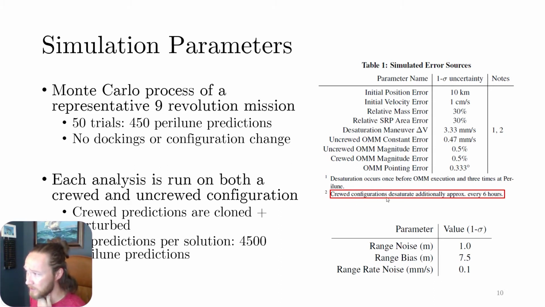While we are crewed, we desaturate about every 6 hours, both while filtering and predicting. And so when we're predicting, we have cloned predictions from solutions so that we can put in these unique random desaturations on these predictions. So we end up with, while we're crewed, 4,500 Perilune predictions that we look at for each Monte Carlo.